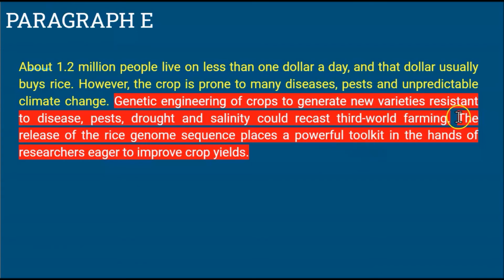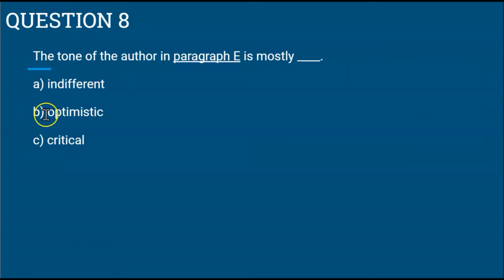optimistic, because when you go to the last lines, you can see that the writer thinks the release of the rice genome sequence places a powerful toolkit in the hands of researchers who are eager to improve crop yields. So he has a positive look on this matter. Therefore, choice B, optimistic, is correct for this question.